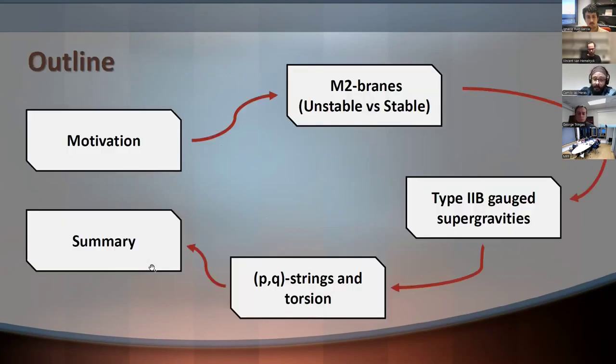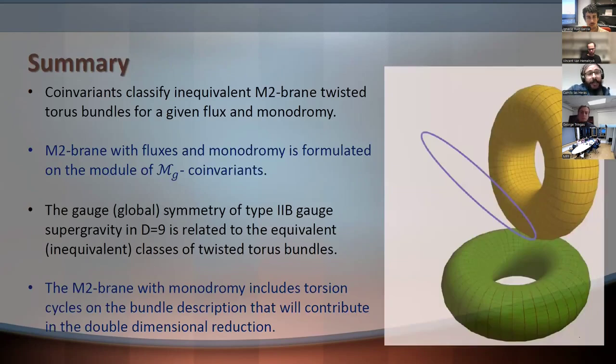Okay. So, summary. Coinvariants classify equivalent M2 brane twisted torus bundles for a given flux and monodromy. We have that the M2 brane with fluxes and monodromy is formulated on the module of M_g coinvariants. The gauge symmetry of type 2B gauged supergravity in D=9 is related to the equivalence classes of twisted torus bundles, and the global symmetry of type 2B gauged supergravity is related to the inequivalent classes of twisted torus bundles.